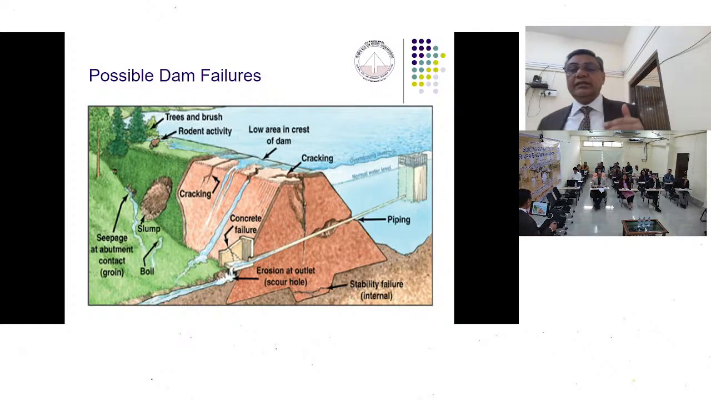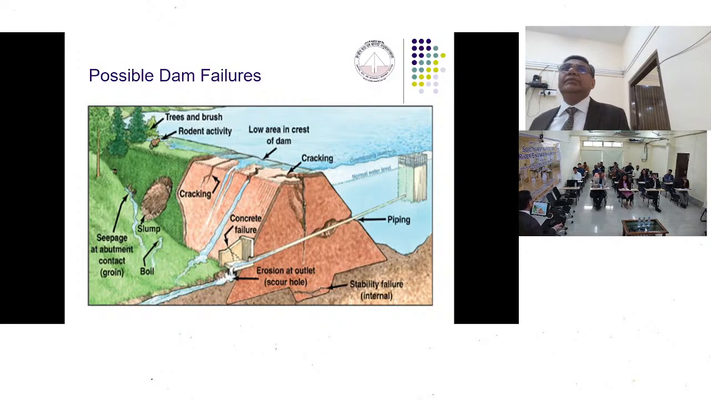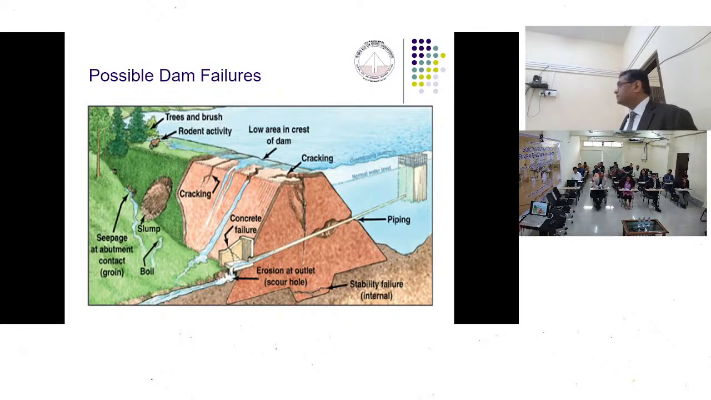Suppose you are in charge of certain structures. When you are going to visit your structures, these are things which we need to be looking at. And in case any of these things come to our knowledge, then some corrective measures should be taken up immediately. There can be cracking. There can be lowering of the crest of the dam body, which indicates that there is settlement of the material. There can be cracking near the concrete structure.